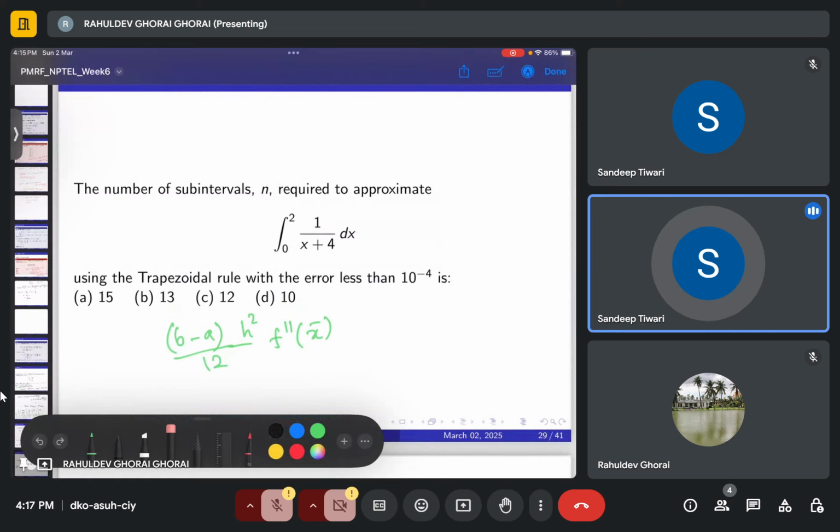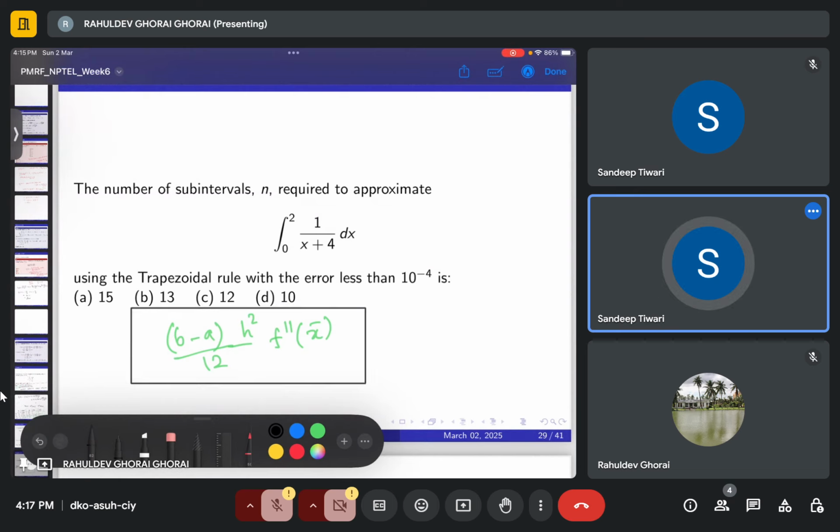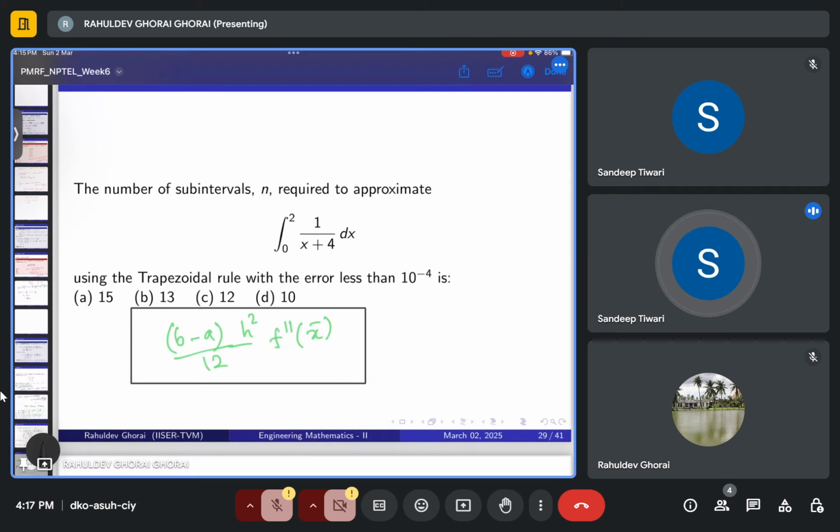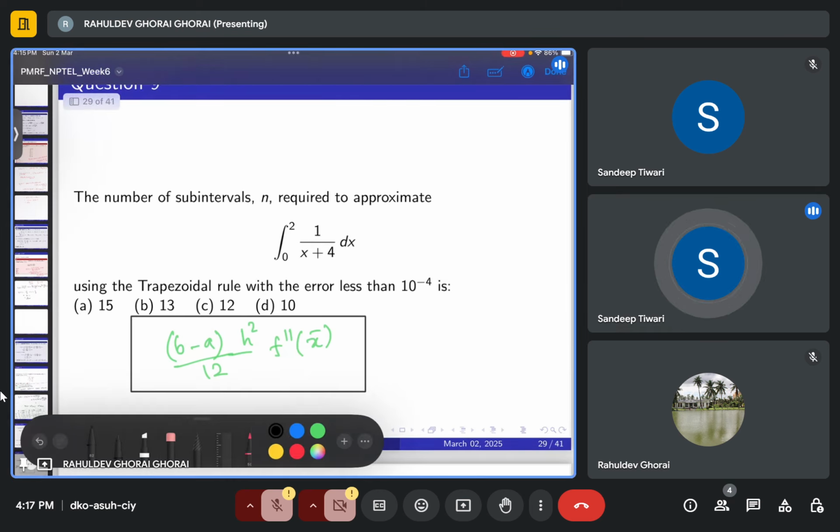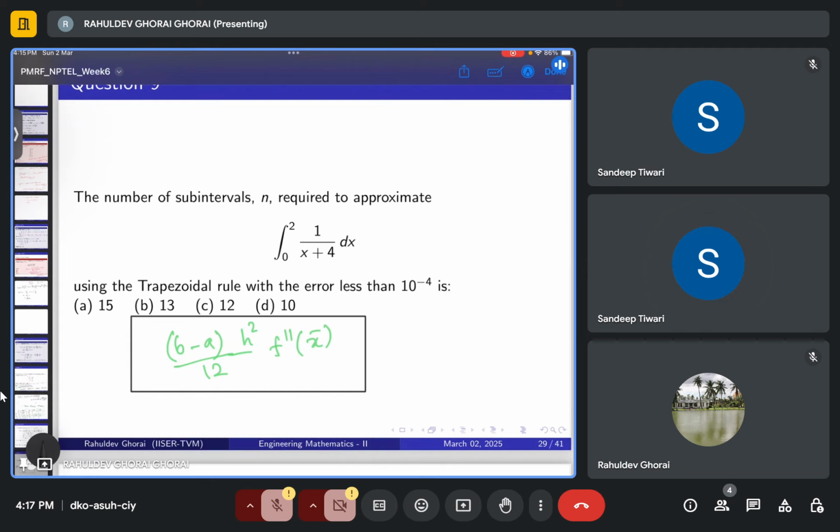Sir, we can also write it in terms of n, as h cube upon 12 n times y double dash x bar. Let us do that, no problem. This is 0 to 2. How many intervals do you need? If you have n intervals, then b minus a over n will be h. So b minus a has to be then n h, right?